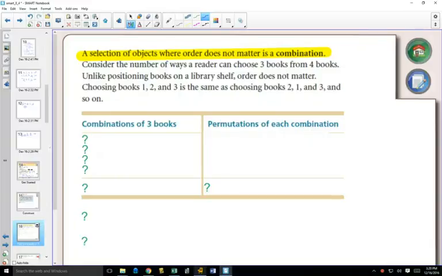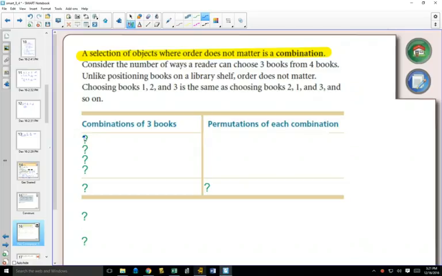So a combination is when you've got a selection of objects and you're not worried about the order. For example, you have 4 of your favorite books, but you just got a brand new shredder for Christmas and you want to try it out, and you want to shred 3 of your 4 favorite books. The order doesn't matter because in the end, they're going to be shredded. So it doesn't matter which one you shred first, which one you shred second, which one you shred third. The order doesn't matter.